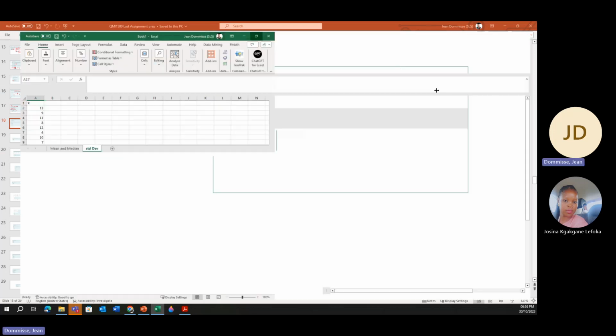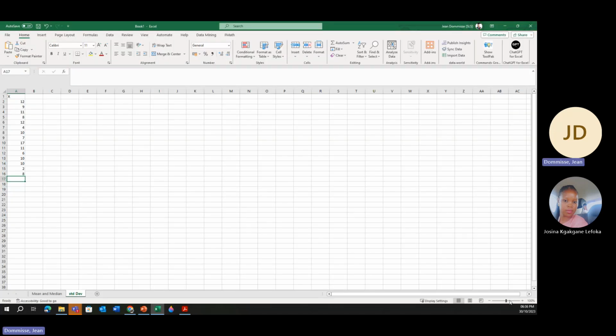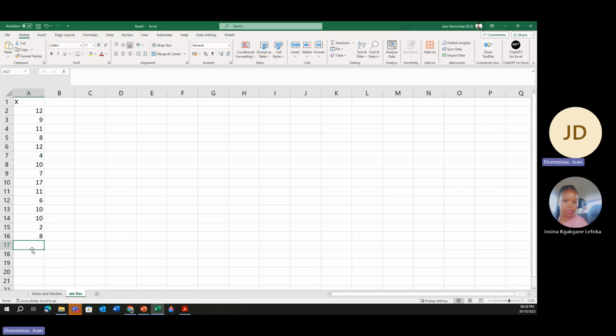Okay, so I would have put in the data, let's make it a bit bigger, and then standard deviation. There is a standard deviation, and we're working with a sample. Just remember standard deviation of sample. And they said round off to two decimals, I think.